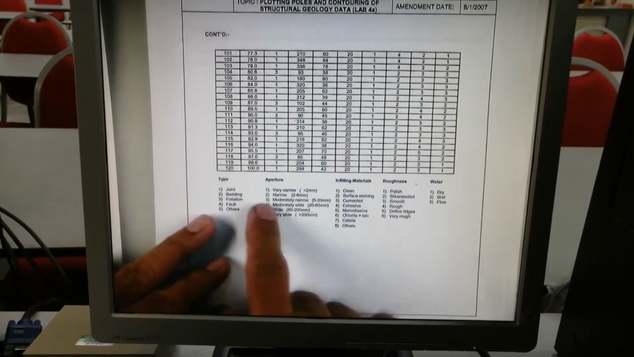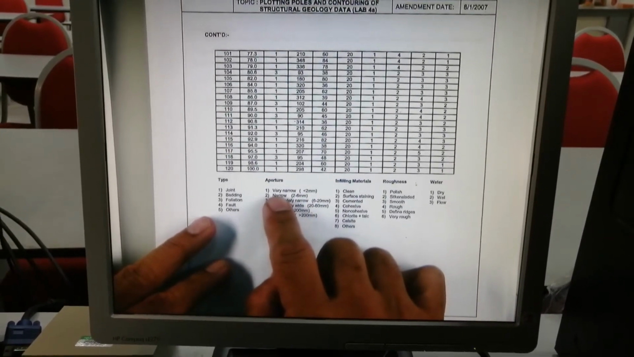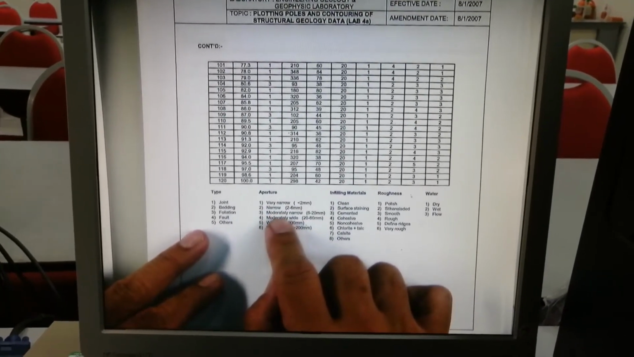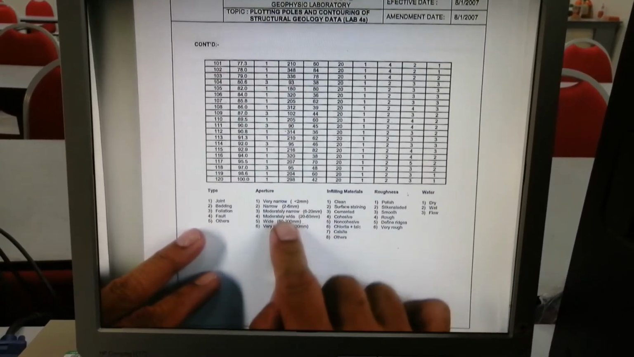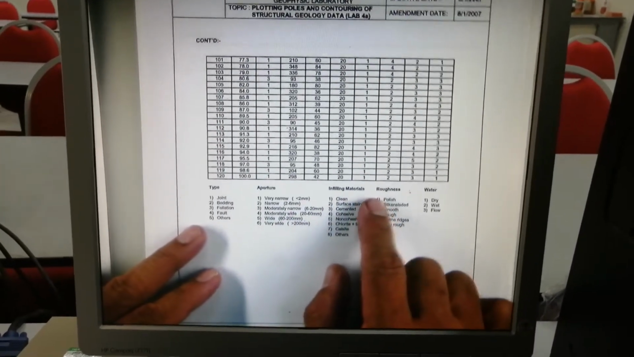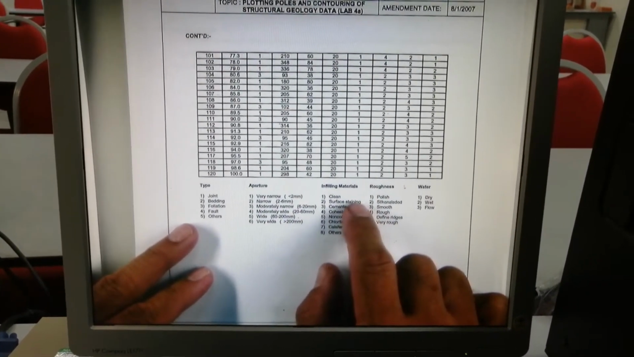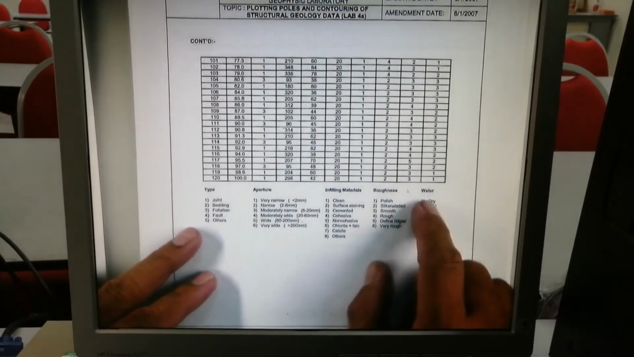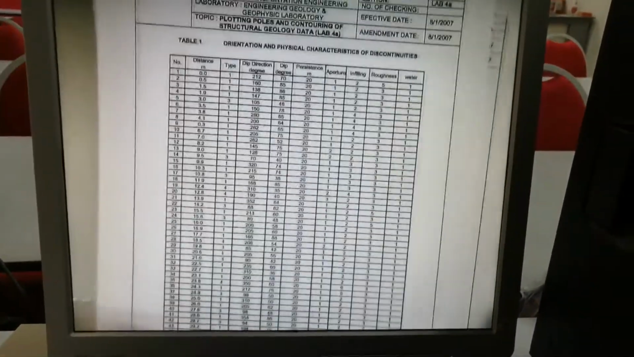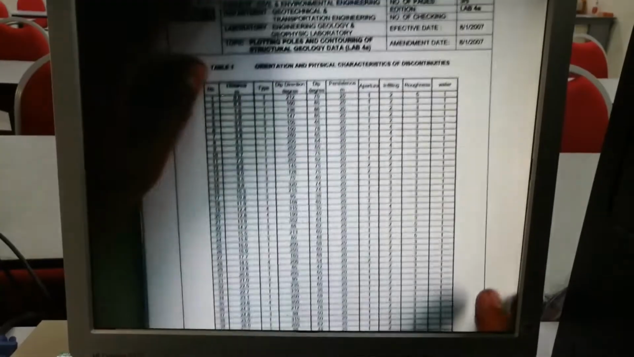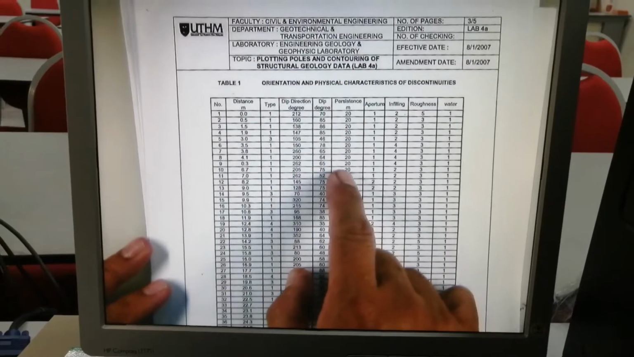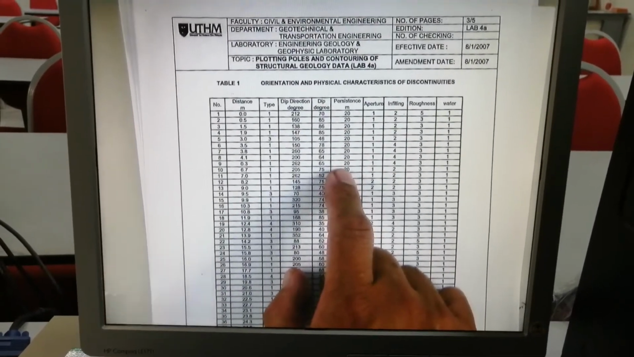For aperture, very narrow is one, narrow is two, moderate is three, and so on. For infilling material, it may be clean, surface staining, and so on. Roughness is polished, slickensided, and so on. And water is whether dry, wet, or flowing. To plot the pole, you have to focus on dip direction and dip angle only.